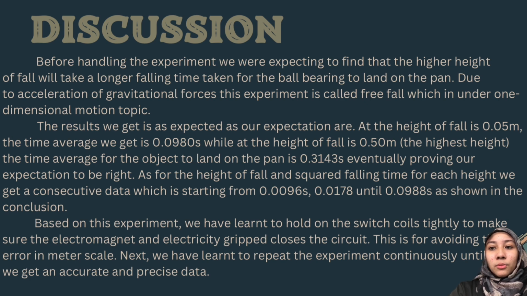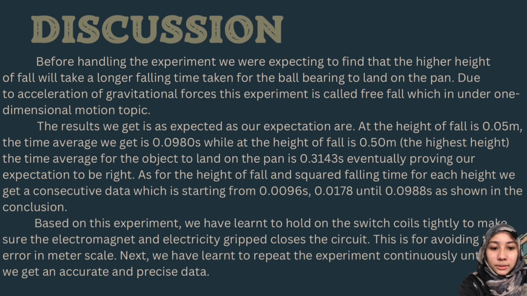At the height of fall of 0.05 meter, the average time we get is 0.0980 seconds, while at the height of fall of 0.50 meter, the highest height, the average time for the object to land on the pen is 0.3143 seconds, eventually proving our expectation to be right. As for the height of fall and squared falling time for each height, we get consecutive data starting from 0.0096 second, 0.0178 second until 0.0988 second, as stated in the conclusion.